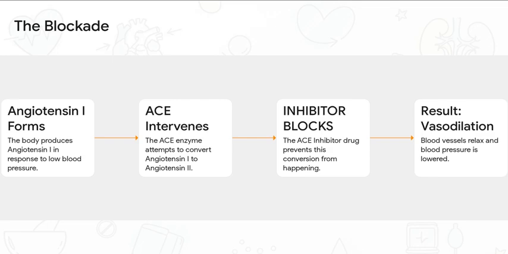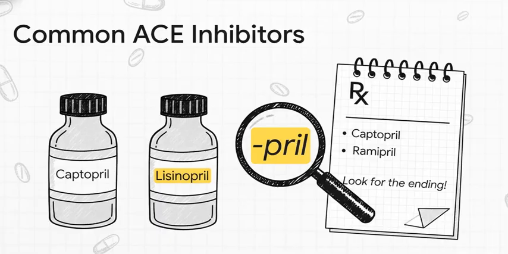See? Simple as that. And how are you going to spot these drugs on the NCLEX? Just look at their last name. They all end in PRIL. Lisinopril, Captopril, Enalapril. If you see PRIL, I want you to immediately think ACE inhibitor. It is a fantastic little shortcut for the exam.